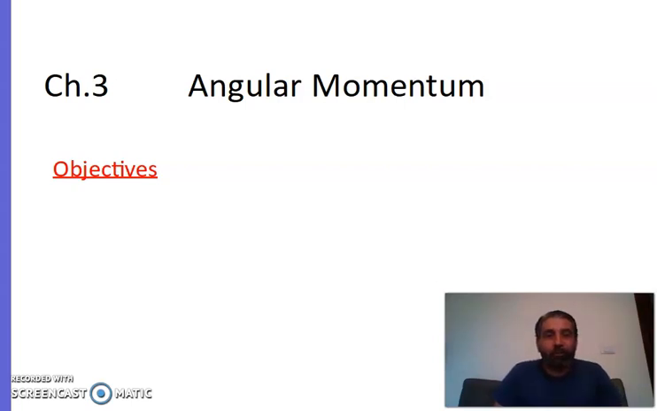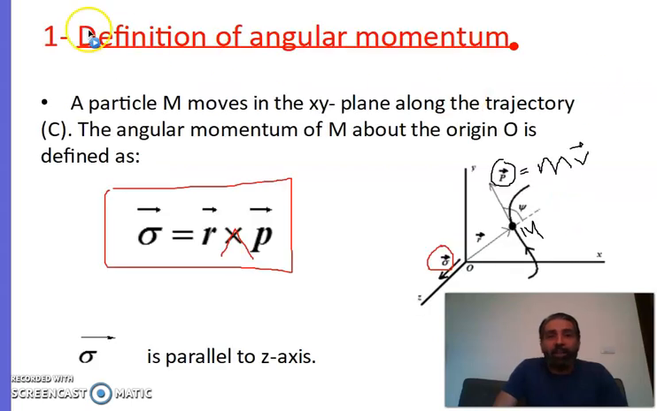This is video 2 of the series of videos about angular momentum. You remember in video 1 we talked about the angular momentum of a particle, and I gave you the general definition of the angular momentum of a particle as sigma equal r cross product with vector p, where r is the position vector of the particle and p the linear momentum of the particle.